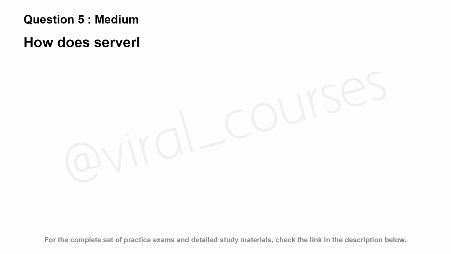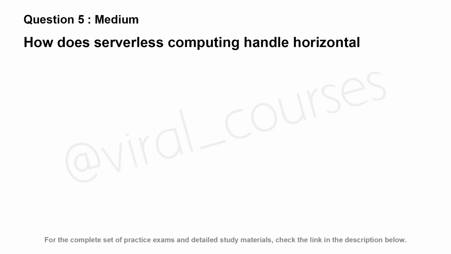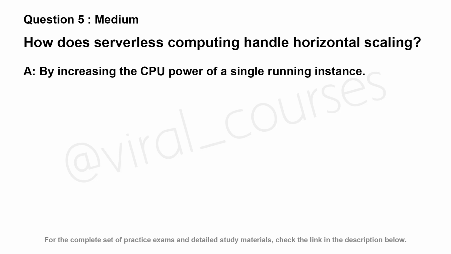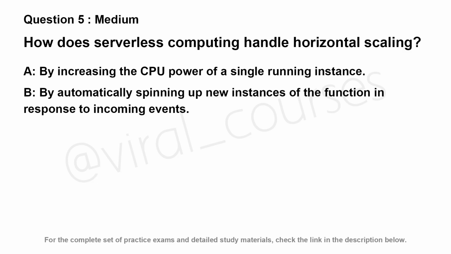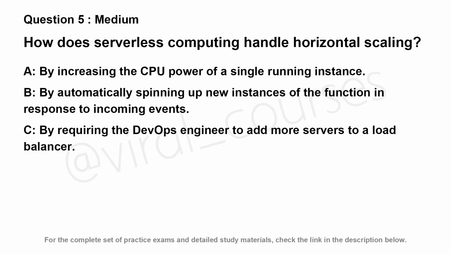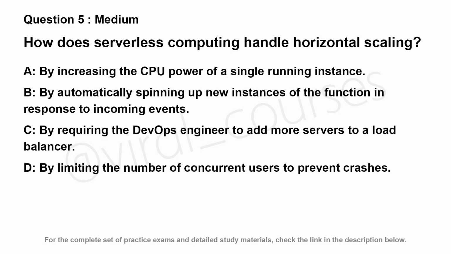How does serverless computing handle horizontal scaling? Option A. By increasing the CPU power of a single running instance. Option B. By automatically spinning up new instances of the function in response to incoming events. Option C. By requiring the DevOps engineer to add more servers to a load balancer. Option D. By limiting the number of concurrent users to prevent crashes.